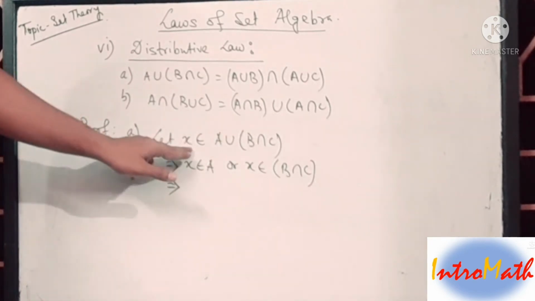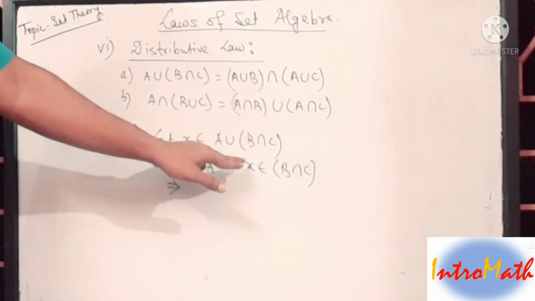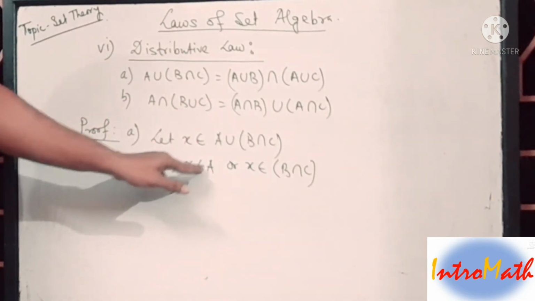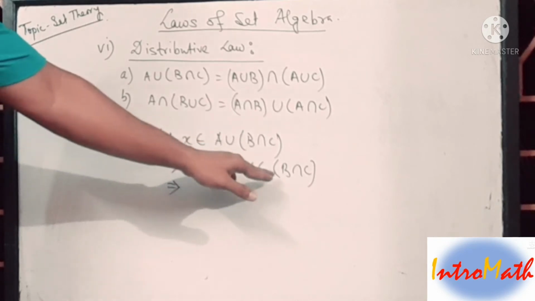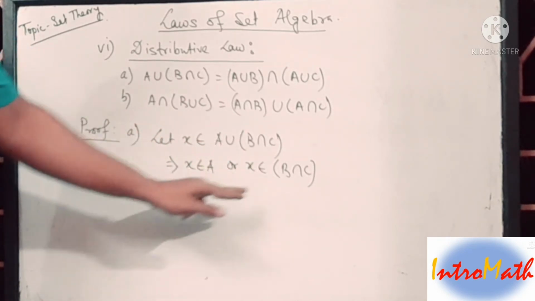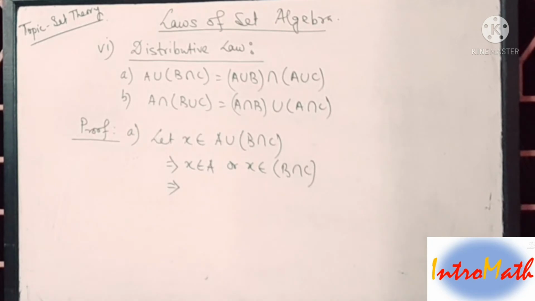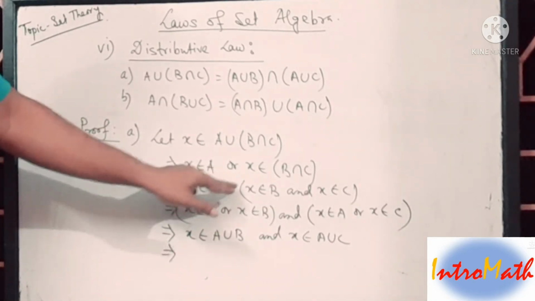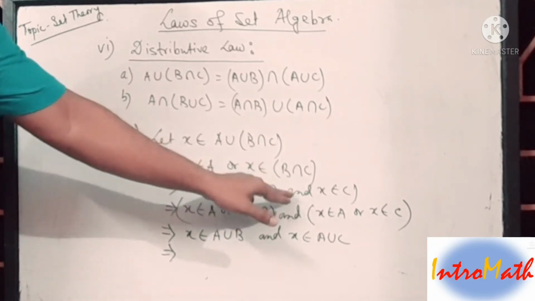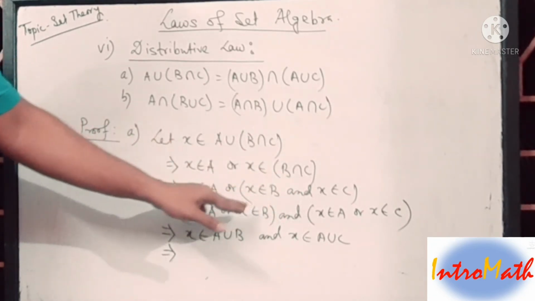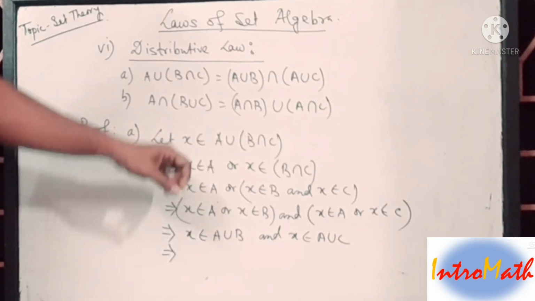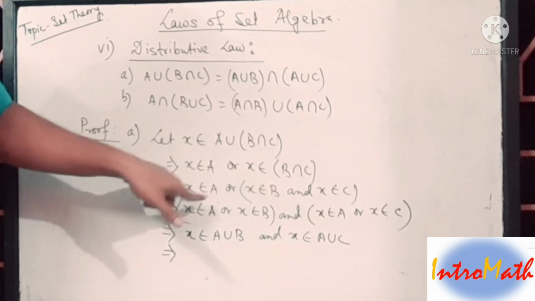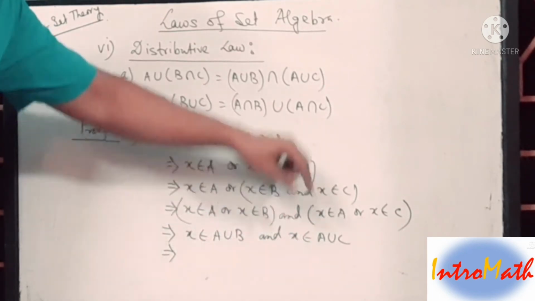I'm taking an element X from A union (B intersection C). By definition, this implies that X belongs to A or X belongs to B intersection C. Again, I am using the definition here. So by definition, X belongs to A or (X belongs to B and X belongs to C), the definition of intersection. Here I am distributing this one. X belongs to A or X belongs to B, and X belongs to A or X belongs to C.